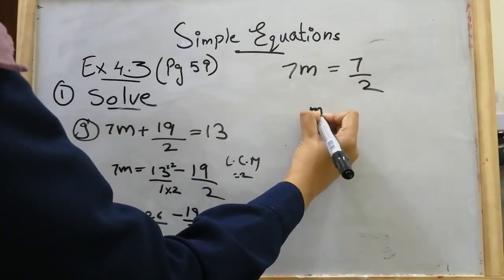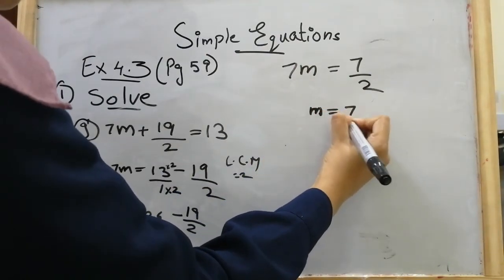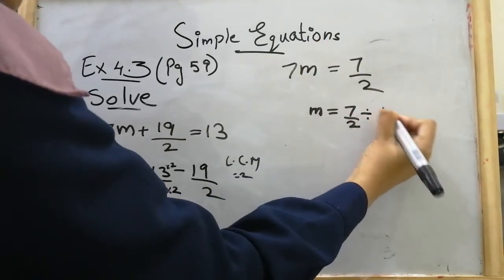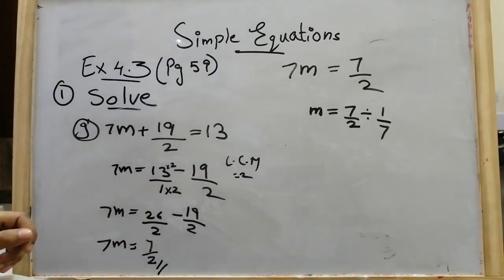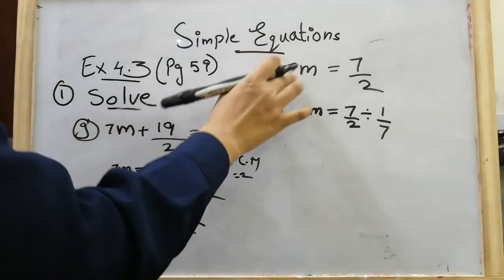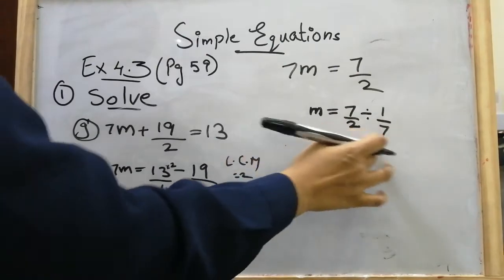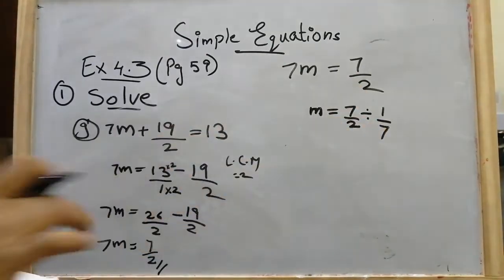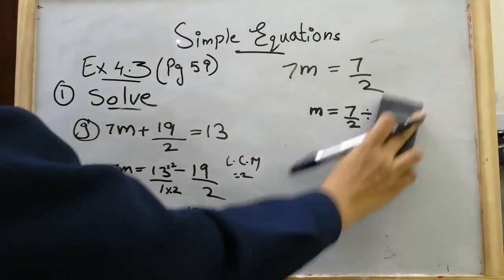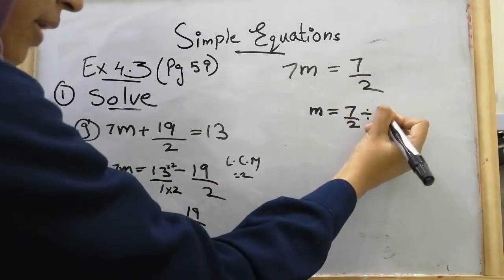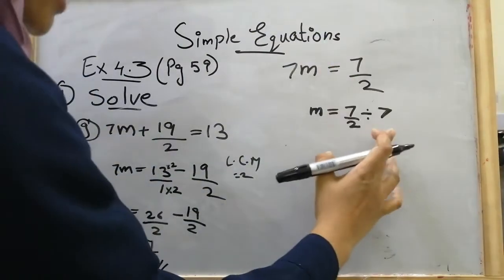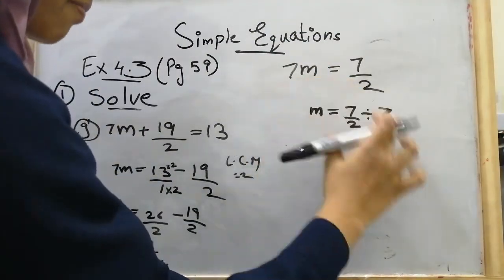So m is equal to 7 by 2 divided by what? Why am I writing 1 by 7? Because actually it is 7 by 2 divided by 7, right? Sorry, it is not 1 by 7 now, it will become 1 by 7, I'll tell you when. Okay, so 7 by 2, when multiplication is taken to that side, becomes division by 7.